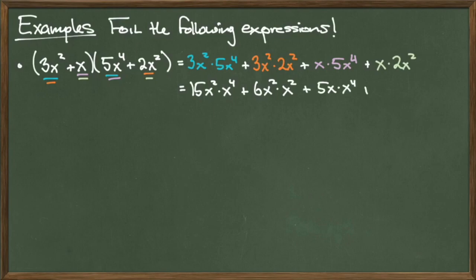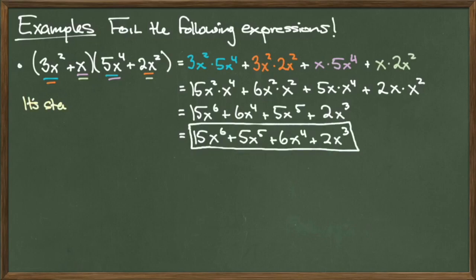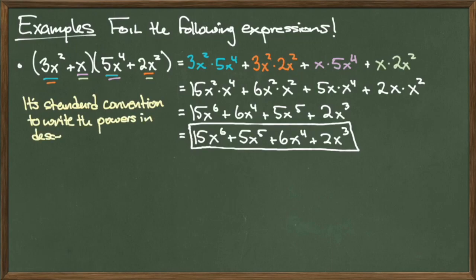Using the order of operations, we get the following. Then taking care of the exponents, we get 15x to the sixth plus 6x to the fourth plus 5x to the fifth plus 2x to the third. And rearranging the terms so that the powers are written in descending order, we get a final answer of 15x to the sixth plus 5x to the fifth plus 6x to the fourth plus 2x to the third. This is just standard convention to write our powers in descending order.